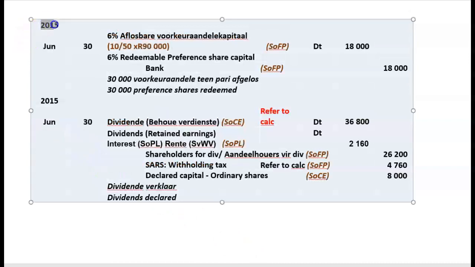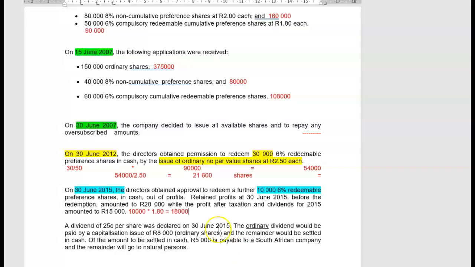So here in 2015, what are we going to do? We're going to debit our redeemable pref share capital with 18,000 Rand. We're going to credit bank with 18,000 Rand. And that is that. We cannot do anything more. Although they say it is actually funded out of profits, what does that mean?